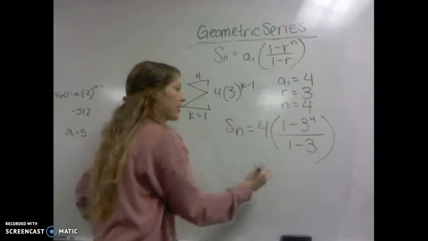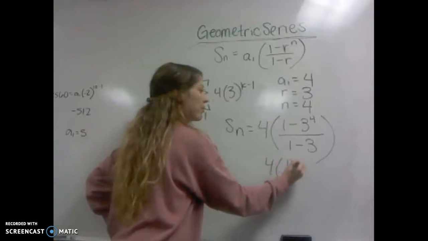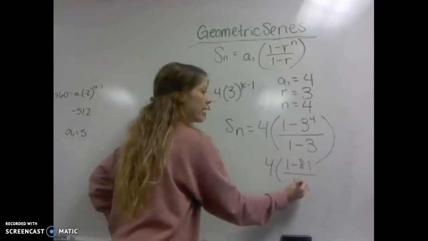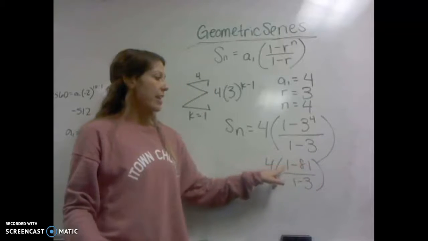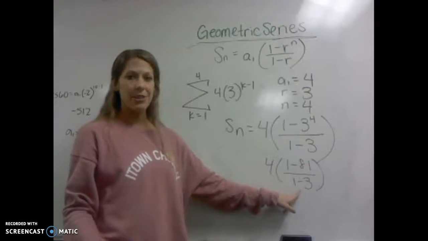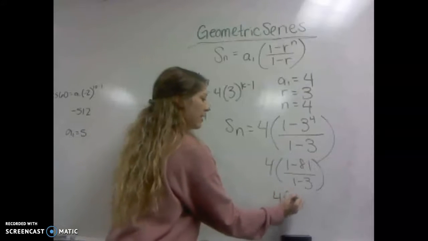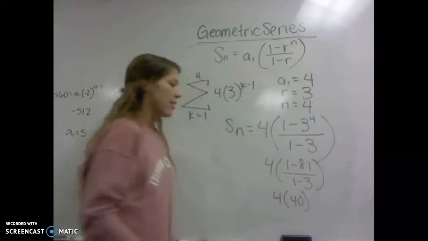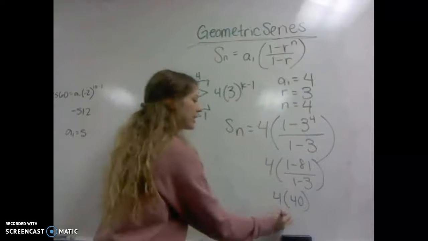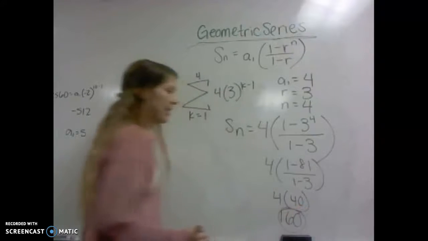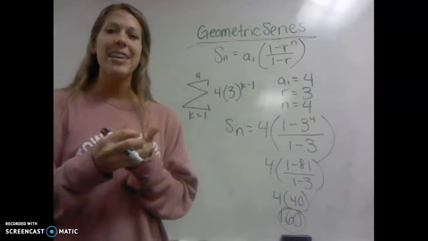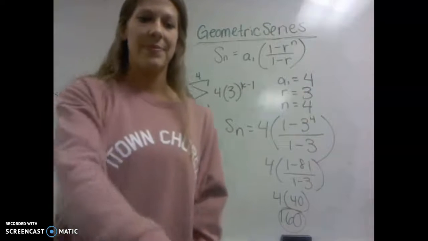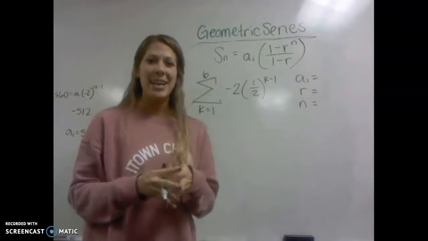So this time, I know what 3 to the 4th is. That's 81. So we have 1 minus 81 over 1 minus 3. So we get negative 80 over negative 2. So 40. 4 times 40, 160. So if we add those 4 terms together, plug in each one, and add them together, we get 160. All right, one last example.